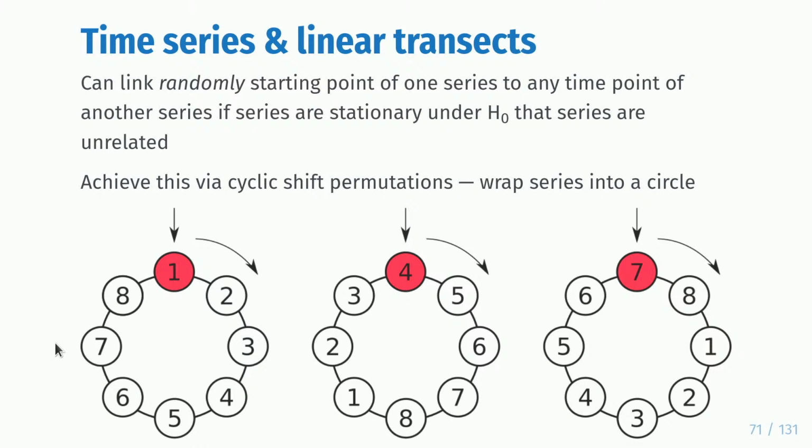If we've got time series or linear transects, then rather than randomly permuting them, we ought to try and permute the ordering of the samples in time or in space along a transect.